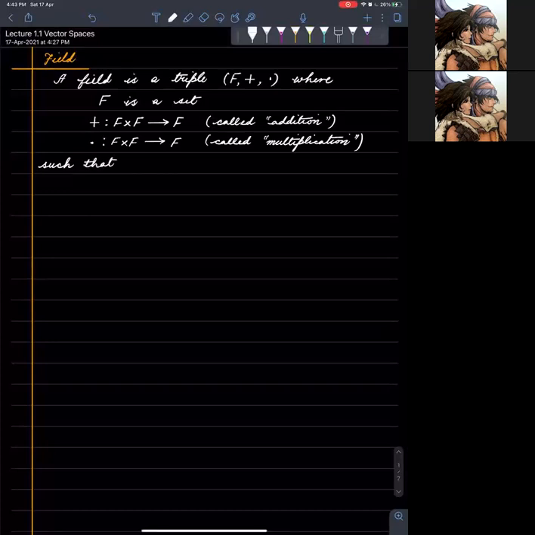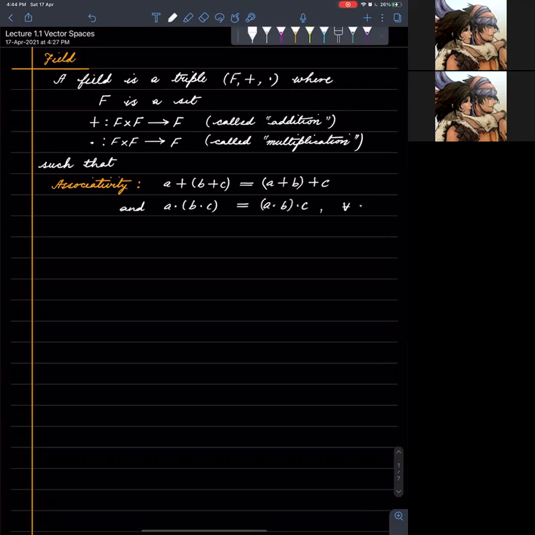We would definitely demand associativity, which means associativity of addition as well as multiplication. So we want this to hold: (A dot B) dot C equals A dot (B dot C) for all A, B, C in F.